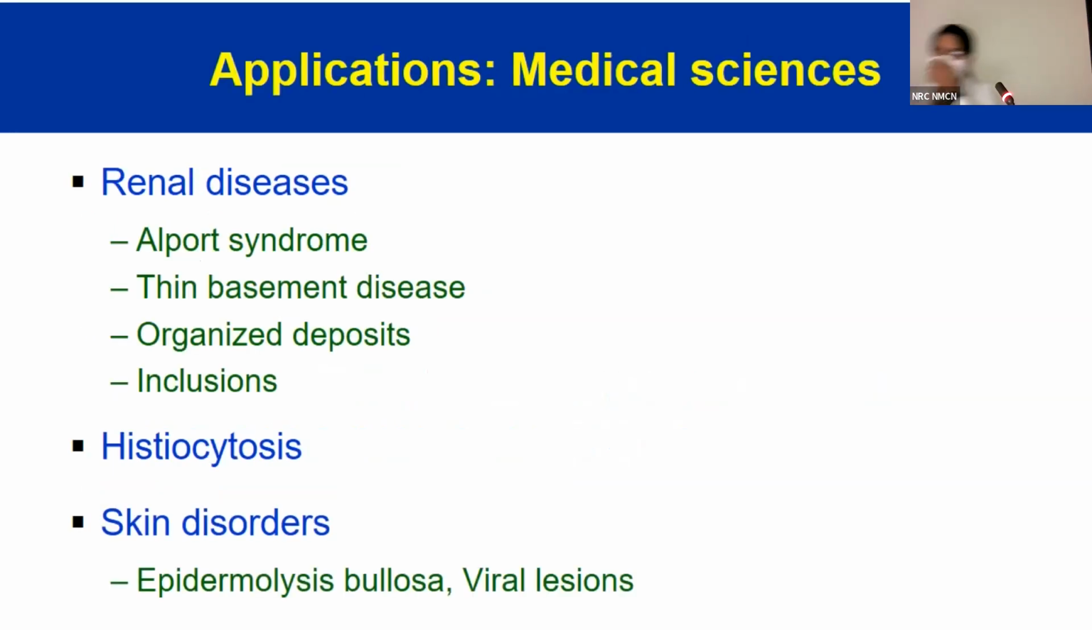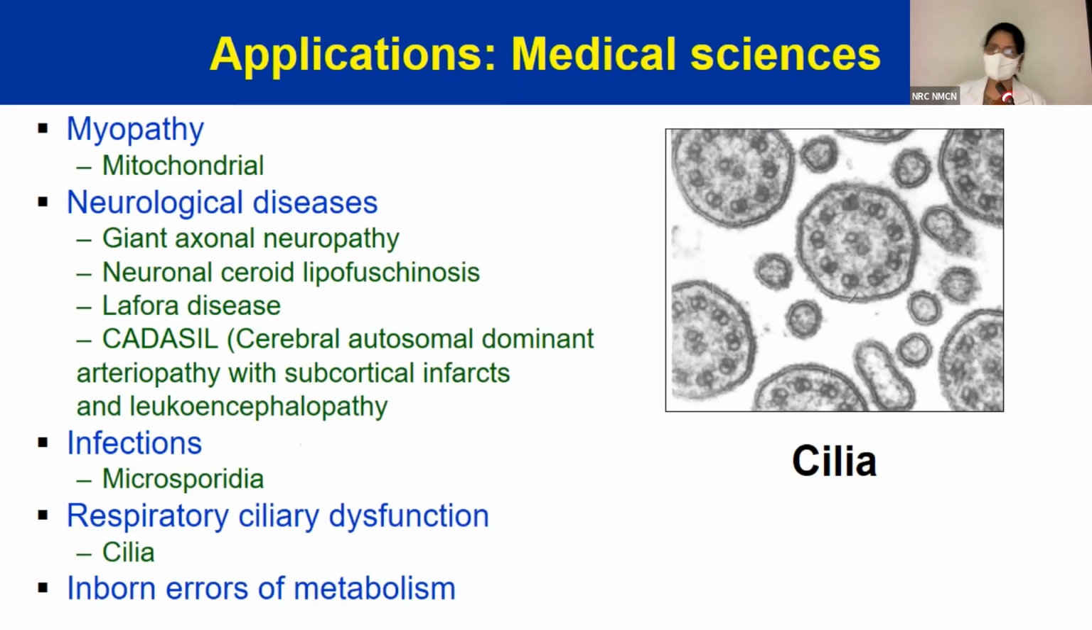So basically, it is for renal diseases, Alport's, thin basement membrane, you're looking for podocytopathies, inclusions, organized deposits, histiocytosis. Initially it was used, but now, because of the immunohistochemical markers, it is not mandatory. Similarly, for skin disorders, myopathies, neurological diseases. Some of the neurological diseases can be diagnosed only by an electron microscope. Some, CADASIL, NCD, and NCL.